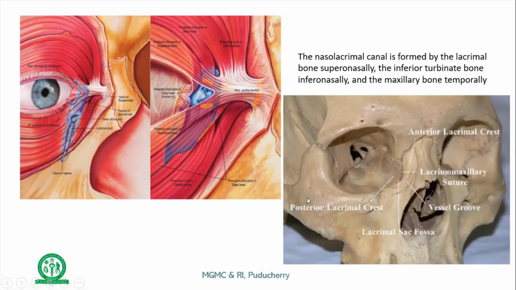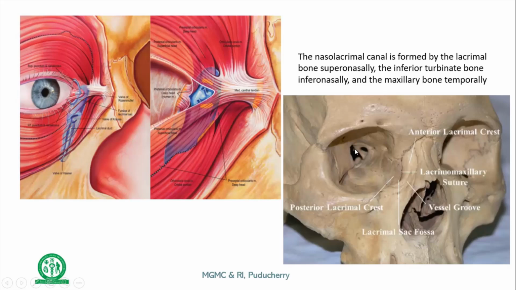The bony anatomy: the lacrimal sac is present in the lacrimal fossa, which is bounded by the anterior and the posterior lacrimal crests. The anterior lacrimal crest is formed by the frontal process of the maxilla, the posterior lacrimal crest by the lacrimal bone. The lacrimal bone is where we have the maxillolacrimal suture here. This lacrimal bone is where we open when we do a DCR to create the bony ostium.